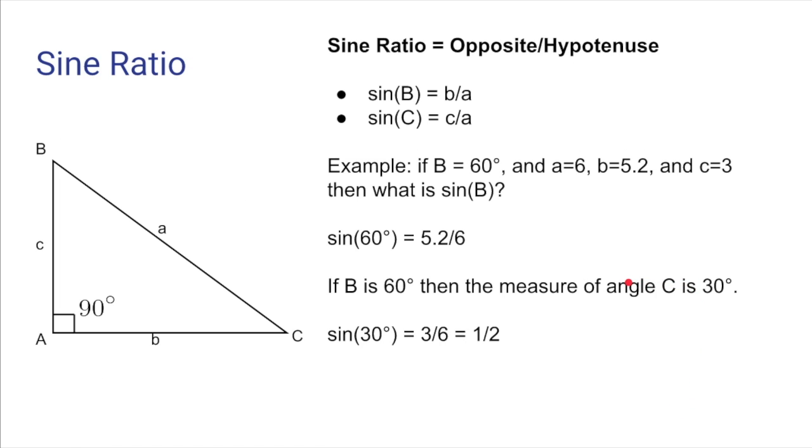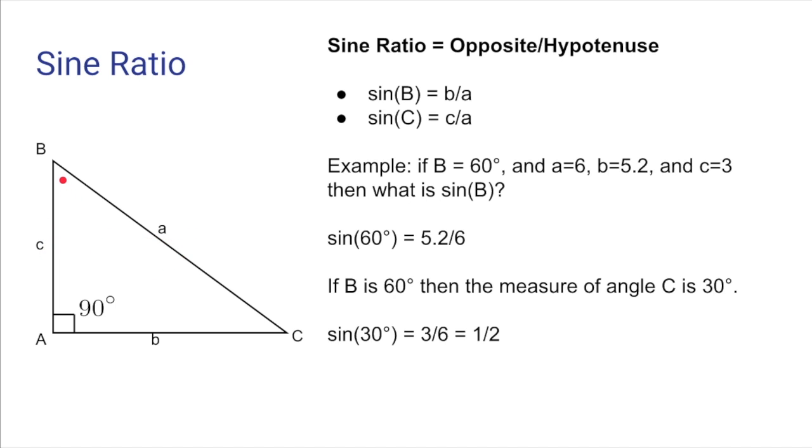Alright, so the first ratio is called a sine ratio. A sine ratio is the length of the opposite side divided by the length of the hypotenuse. So for instance, sine B is the length of this side, opposite, which is b, divided by a, hence b over a. From the perspective of angle C, we have c, the opposite side of C, over a.